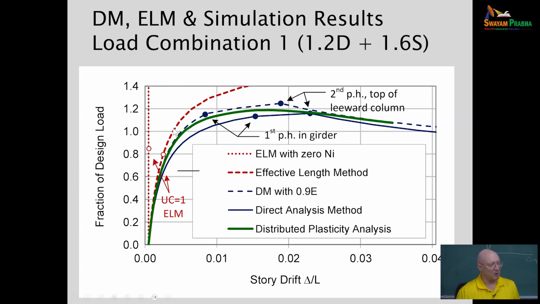From experience on this, I can tell you that for this frame, a 0.9 stiffness reduction, which is basically what we use for the plastic zone on the elastic stiffness, is a better representation than a 0.8. So 0.8 is going to tend to be conservative on this particular frame. For other situations, that wouldn't necessarily be the case. If I run it with a 0.9 stiffness reduction on elastic stiffness, I get the dashed blue curve, and you can see that it actually overshoots the distributed plasticity solution a little bit.